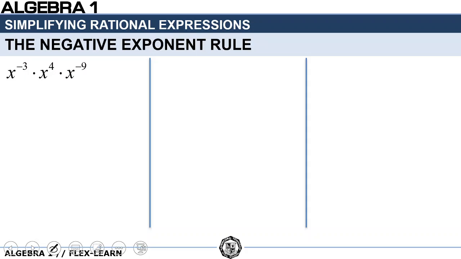All right, so some quick examples. Let's throw it in with some of the other rules. Here you have x to the negative third times x to the fourth times x to the negative ninth. First thing I want to do is add those exponents because this is the product of 3 powers.